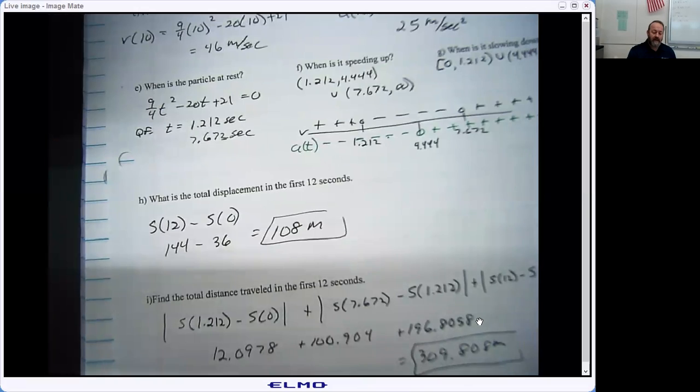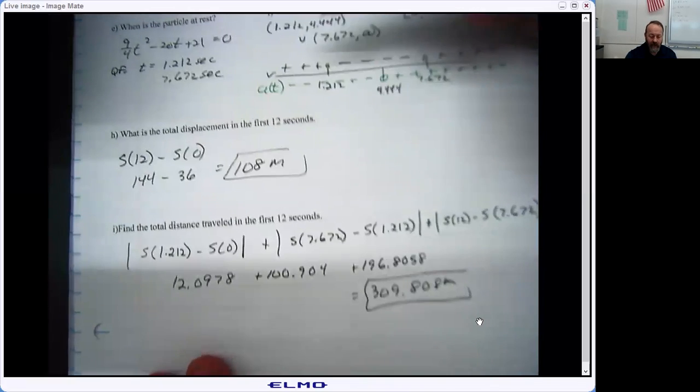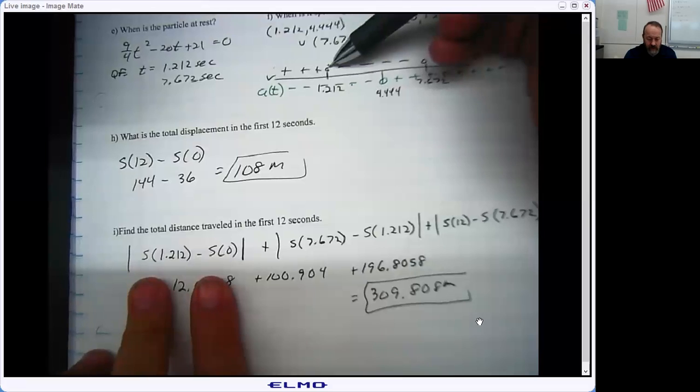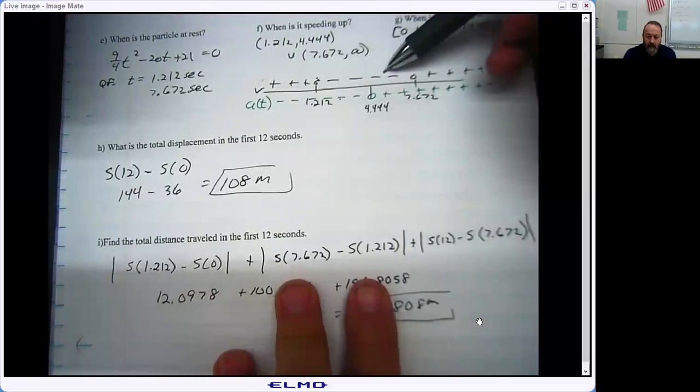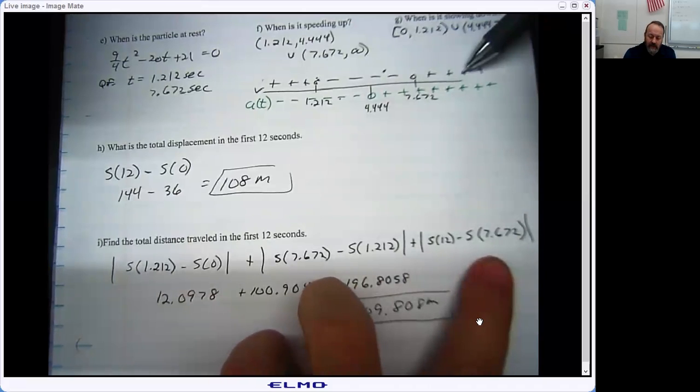And everybody's least favorite question in the whole thing is we need to take a look at its velocity and find out what happened while it was going forward. That is this piece of the story right here. What is happening when it is going backwards? That's this piece of the story right there. And then what is happening for the moments from 12 to 7.6 as it's again going forward.